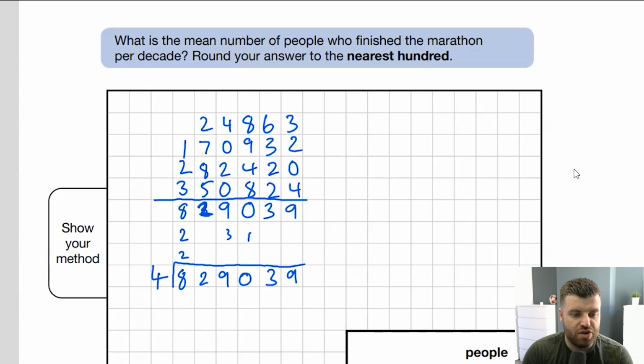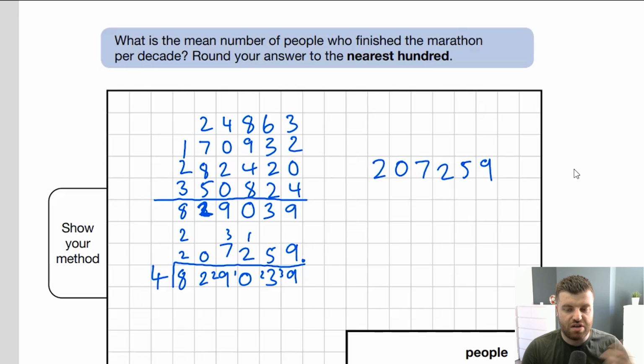4's into 8 is 2. 4's into 2 is 0. Exchange over the 2. 4's into 29 is 7 with 1 left over. 4's into 10 is 2 with 2 left over. 4's into 23 is 5 with 3 left over. 4's into 39 is 9 with 3 left over. And we could keep going if we wanted to, but we don't have to. We could go into decimals, but we don't have to because we're going to round this anyway.